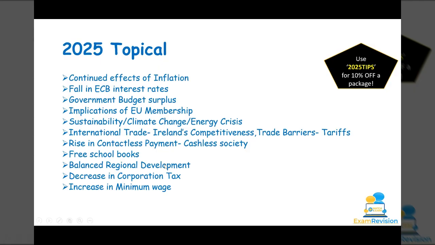Balanced regional development is always topical: how to combat what's going on with Dublin, the housing crisis, a decrease in corporation tax, MNCs leaving, etc. All very, very topical. It has come up quite a lot over the last few years, but it's not going away, so be prepared for it. And then an increase in the minimum wage or the living wage, etc. That comes up a bit as well. Okay, so those are the areas I would be looking at this year.